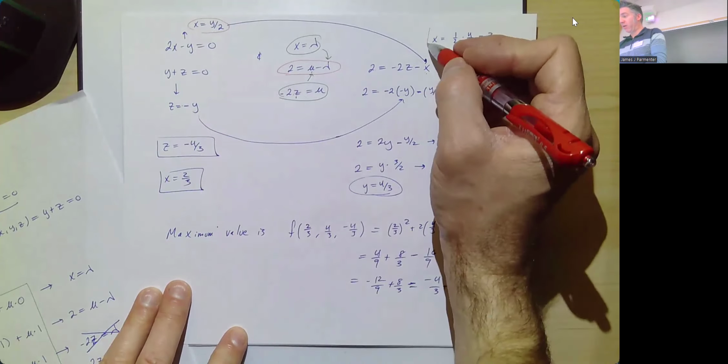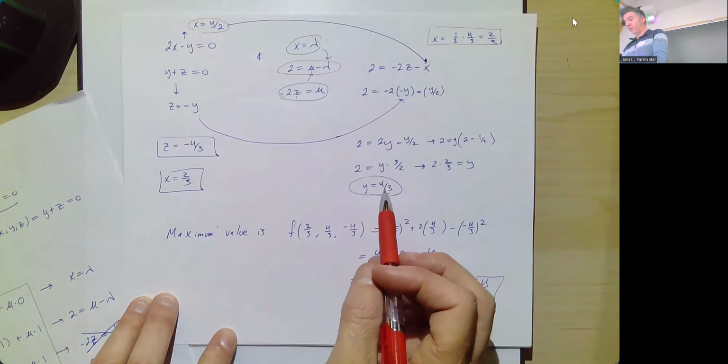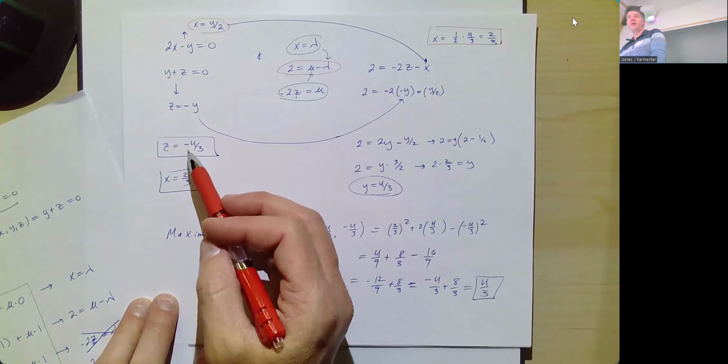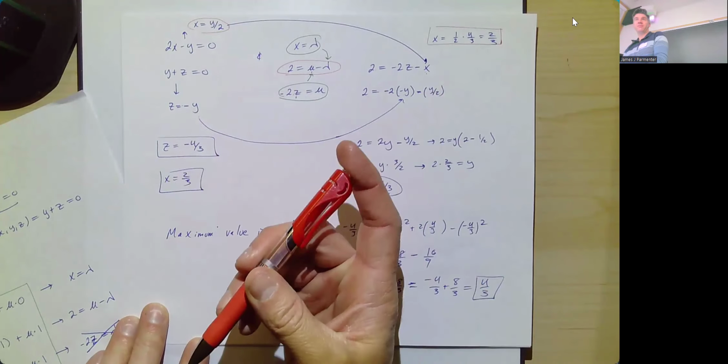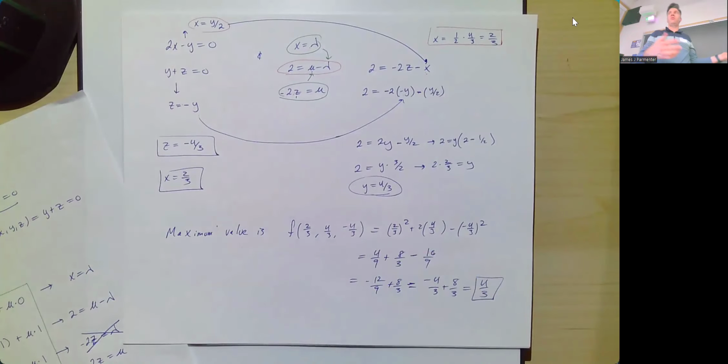That's coming from right here. And then similarly for z, since y is 4/3 and z equals negative y, z is going to equal negative 4/3. So basically, once you have one of the variables and you have the other variables written in terms of the other variable, you can go back and backfill them essentially.